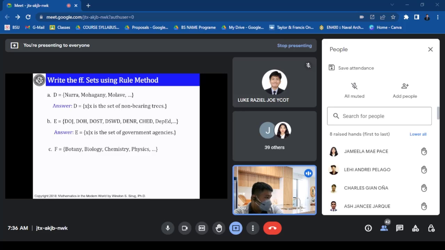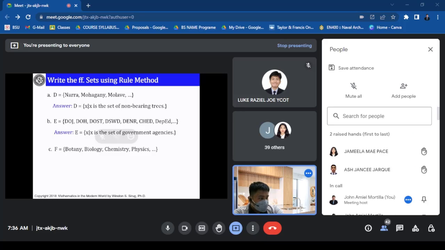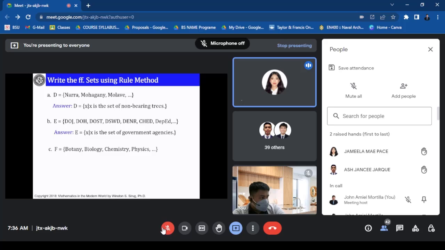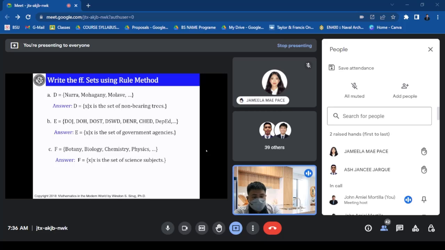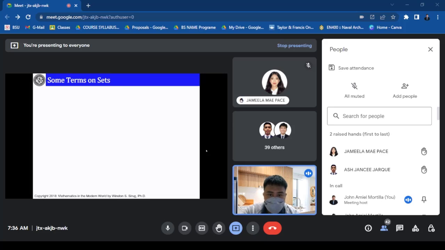Okay, sino pang hindi ko natatawag kanina? Okay, Jamila. X such that X is the set of science subjects po. Okay, so X such that X is the set of science subject. So, some terms on sets.